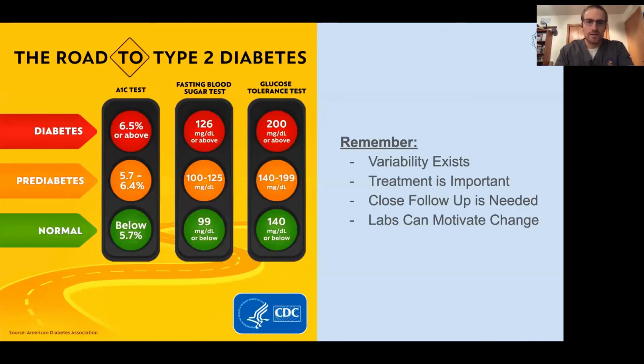So first off, we have this helpful graphic from the CDC about the definition of type 2 diabetes. You can see here on the left side that you have diabetes, prediabetes, and normal, and then 3 different tests: A1C, fasting blood sugar, and glucose tolerance test.